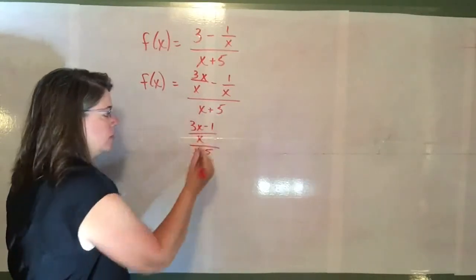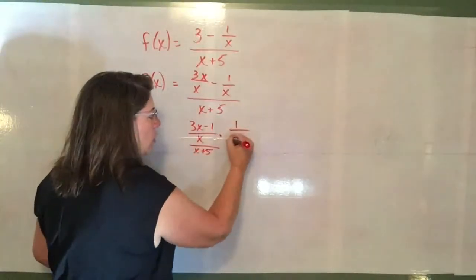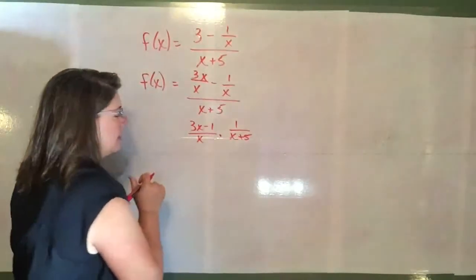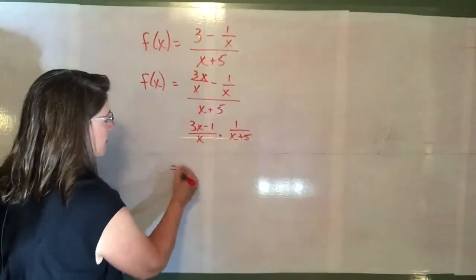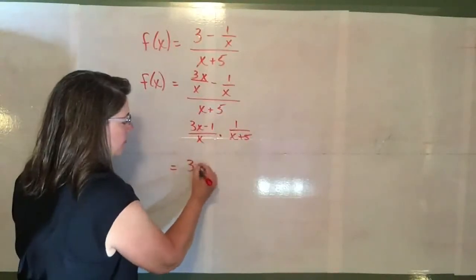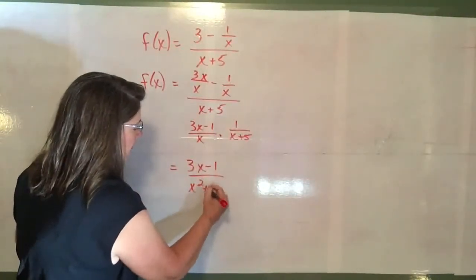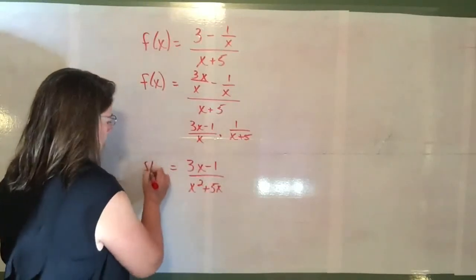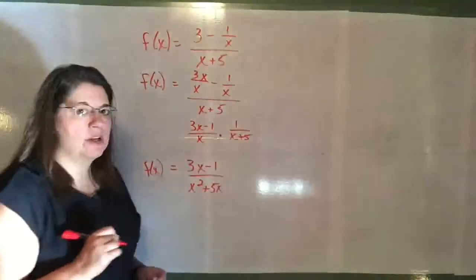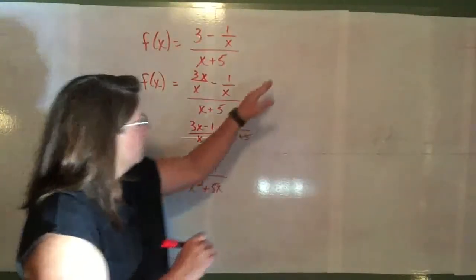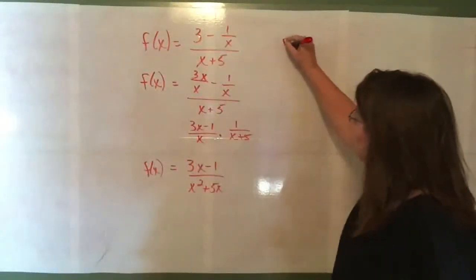Then I would invert and multiply. So that's really times 1 over x plus 5. So I can get rid of this. And so when I multiply those two together, I have 3x minus 1 over x squared plus 5x. And I think this is probably going to be a little bit easier to take the derivative of using the quotient rule. So I'm going to move this over here and then take the derivative.